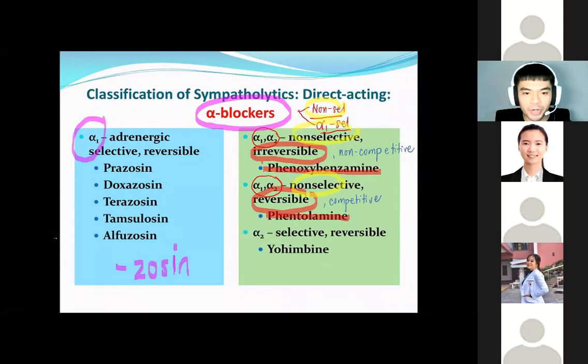Ang tamang pronunciation dito, it's prazosin. So prazosin, doxazosin, terazosin, alfuzosin, and hindi sounds like zosin pero medyo malapit, example din si tamsulosin. And for the last subclassification, alpha-2 selective blocker. There are two examples. Number one is yohimbine, and second, not written but you can add, rauwolscine.